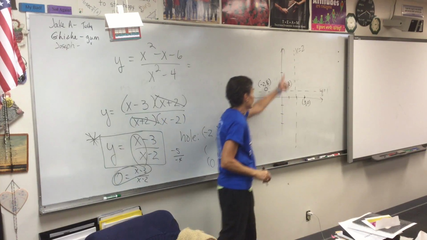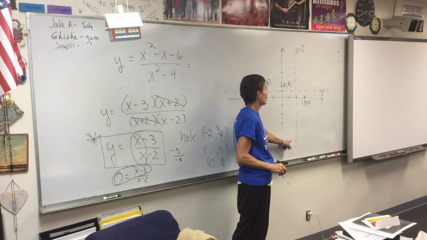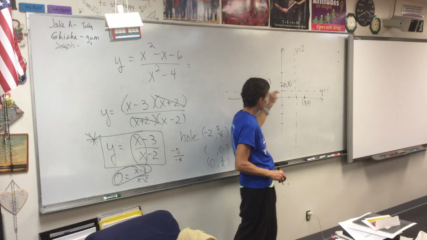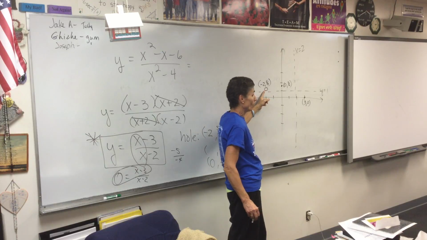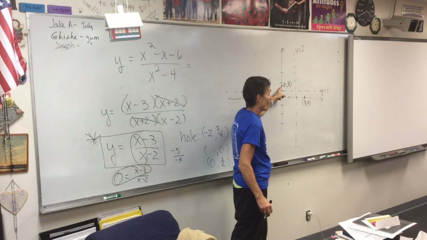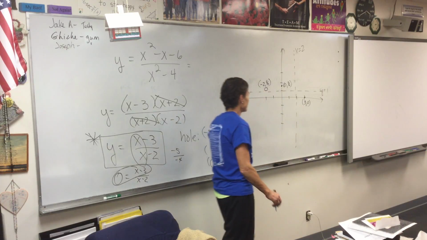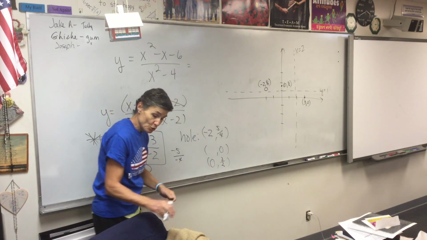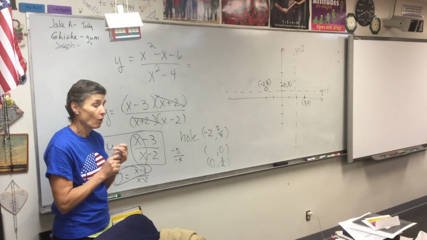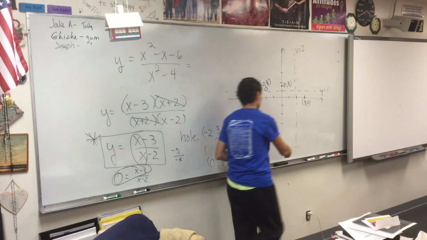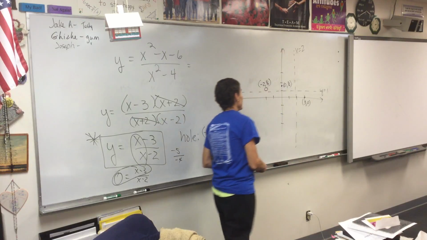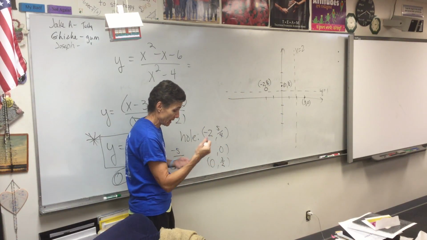So we have our vertical asymptote, x equals 2, our horizontal asymptote, y equals 1, our hole, our y-intercept at 0, 3/2, and our x-intercept at 3, 0. You have now filled in all the dots. Now it's a matter of filling in the picture. What is the picture going to look like?